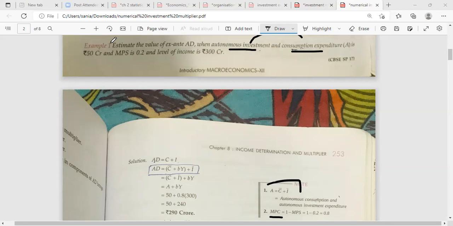Ma'am, how do we know we have to apply C bar plus I bar? Whenever you get autonomous investment and autonomous consumption, then you have to apply the C bar formula. In case it is not given as autonomous, then you can apply the simple one. Plus one more thing, when they are asking for X ante, in that case also you will apply this.